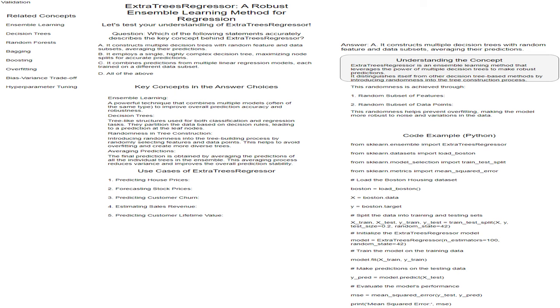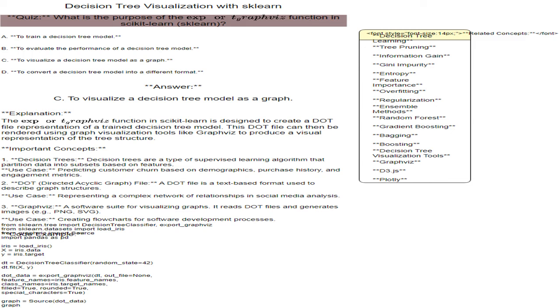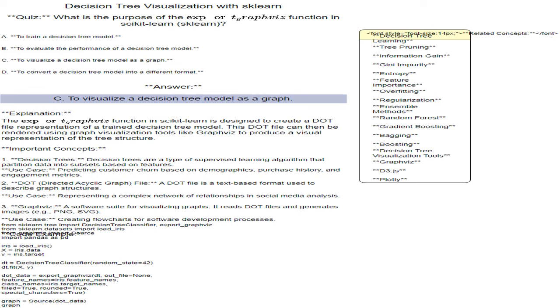Decision trees are widely used in various fields, including finance, healthcare, and marketing. For instance, in financial risk assessment, decision trees can help predict loan defaults based on borrower characteristics. In healthcare, they can assist in diagnosing diseases by analyzing patient symptoms and medical history. In marketing, decision trees can identify customer segments with higher purchase probabilities.